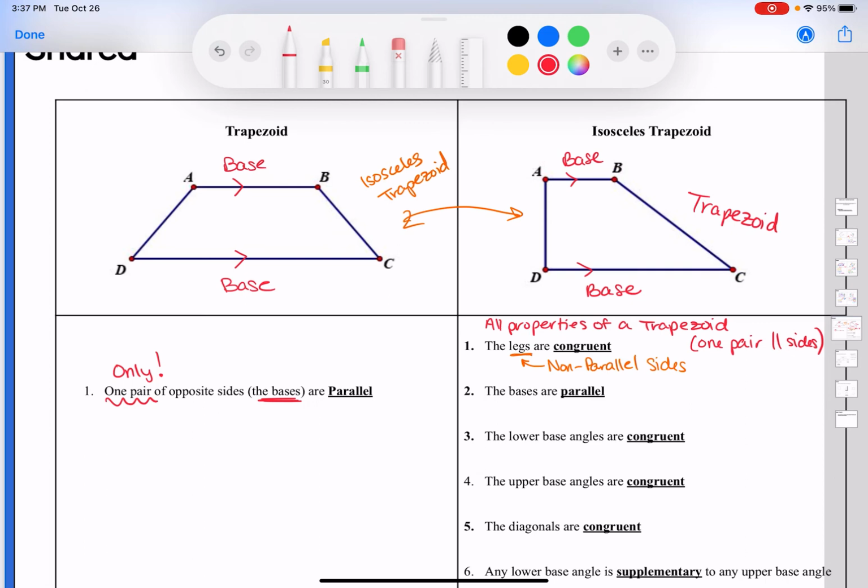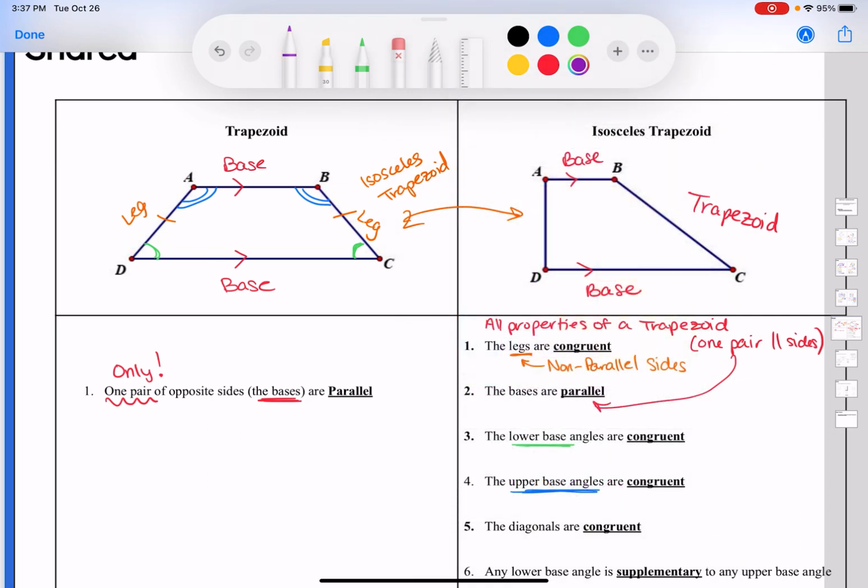Okay. So in the isosceles trapezoid, hopefully you can switch your pictures easier than I can. I apologize. The legs are the non-parallel sides. Those ones are congruent. Okay, so I have my bases parallel here. The lower base angles are congruent. This is also true in an isosceles trapezoid. So the lower base angles are the two angles that are attached to that lower base, right? Those two angles are congruent. We also know that the upper base angles are congruent. So these two angles that are attached to the upper base, those ones are congruent.